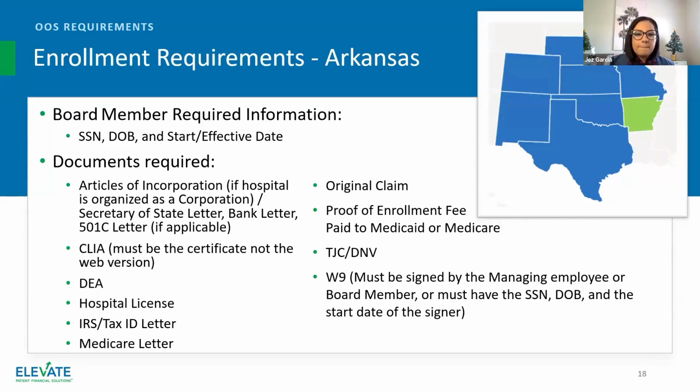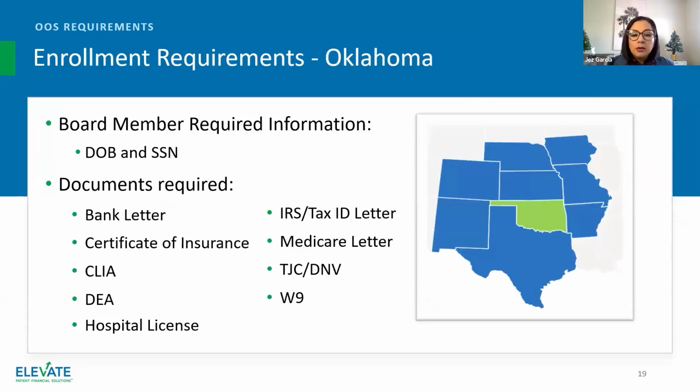All right, Oklahoma. Oklahoma also does not require a claim, right? But again, board of directors, the social, date of birth, those types of things. Nothing really different here. Oklahoma also requires the physicians to be enrolled.